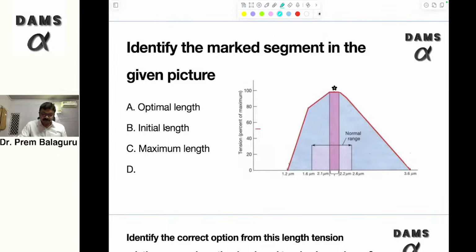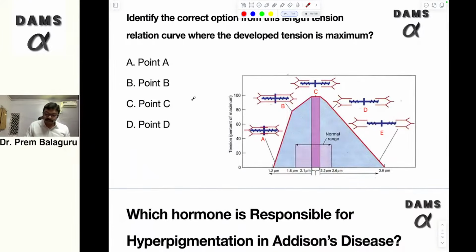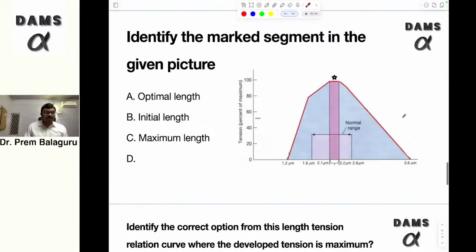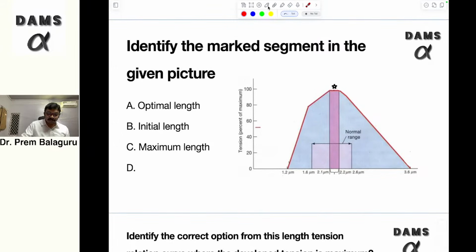Number one, some students were saying that sir, the graph was given and we were supposed to identify one point, and the point corresponds to optimal length. This is one set of questions I've received. And the second one is where along with the bell-shaped graph, we also got the thick filament and thin filament interaction curve, and we were supposed to identify which curve corresponds to the maximum tension development. So I received two kinds of questions from my students. Whatever the graph is, let's get to know the answer for this question.